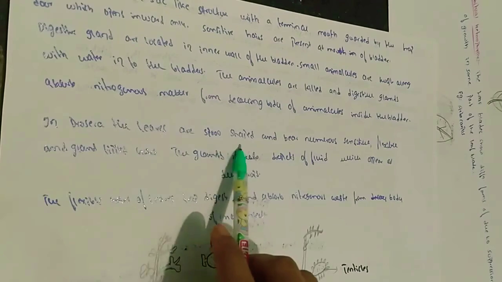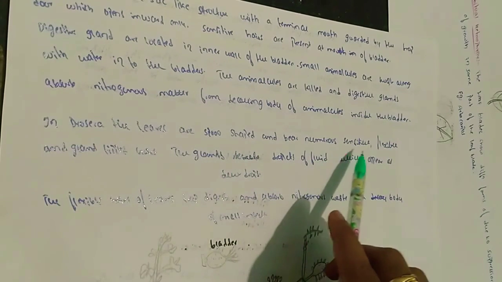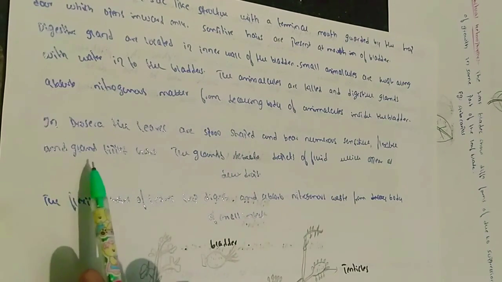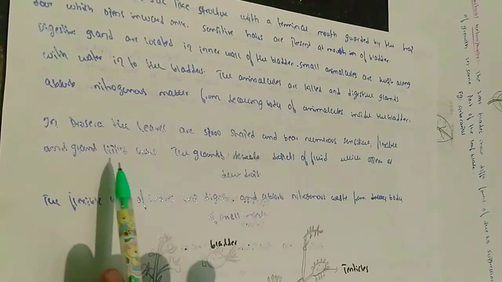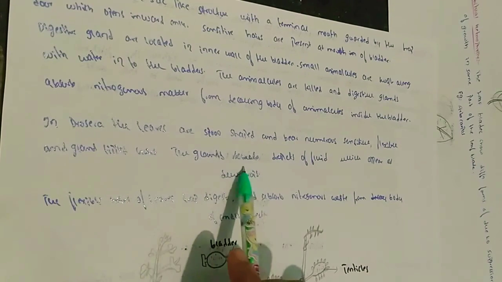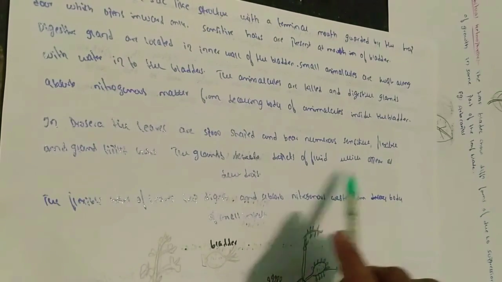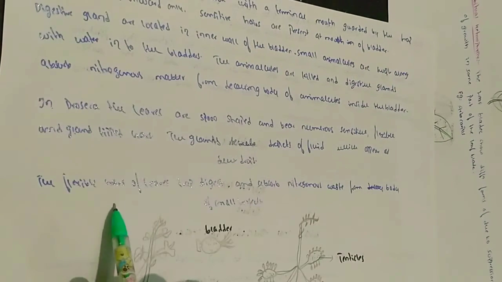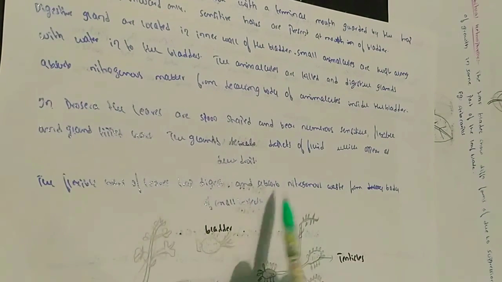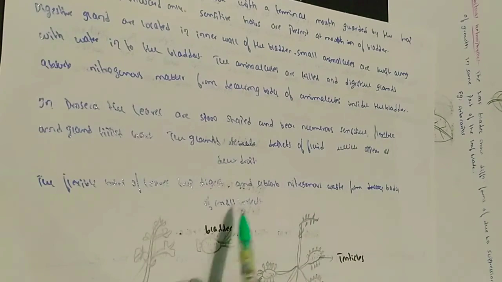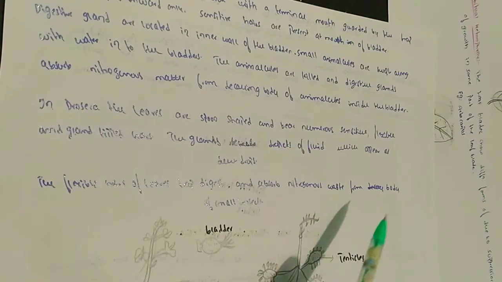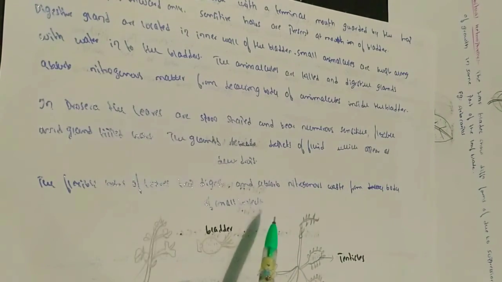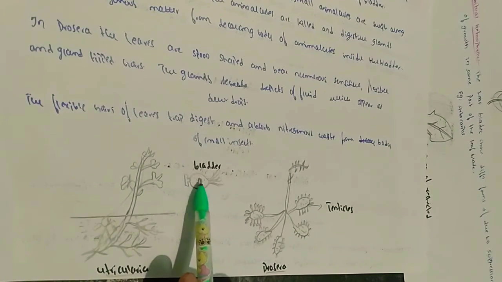In Drosera, the leaves are spoon shaped and bear numerous sensitive, flexible, gland-tipped hairs. The glands secrete droplets of fluid which appear as dew drops. The flexible hairs of the leaves trap, digest and absorb nitrogenous matter from the bodies of small insects. In Utricularia it is a bladder, a sac-like structure. In Drosera these are the tentacles.